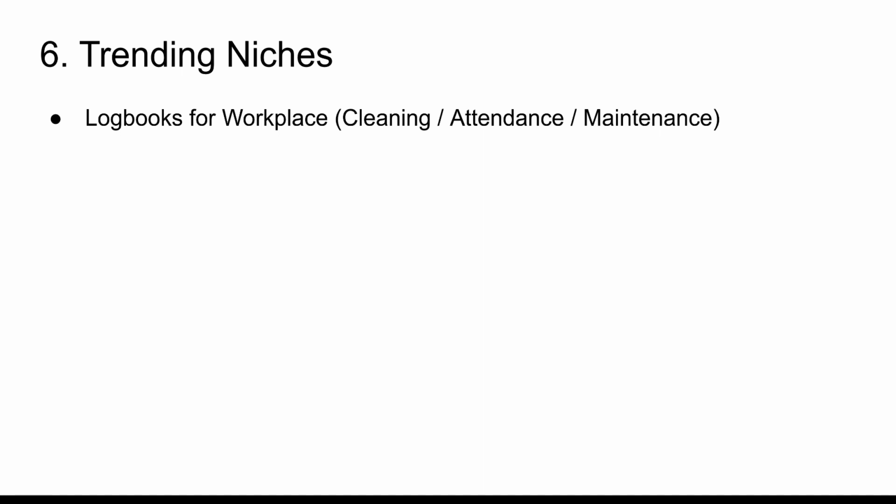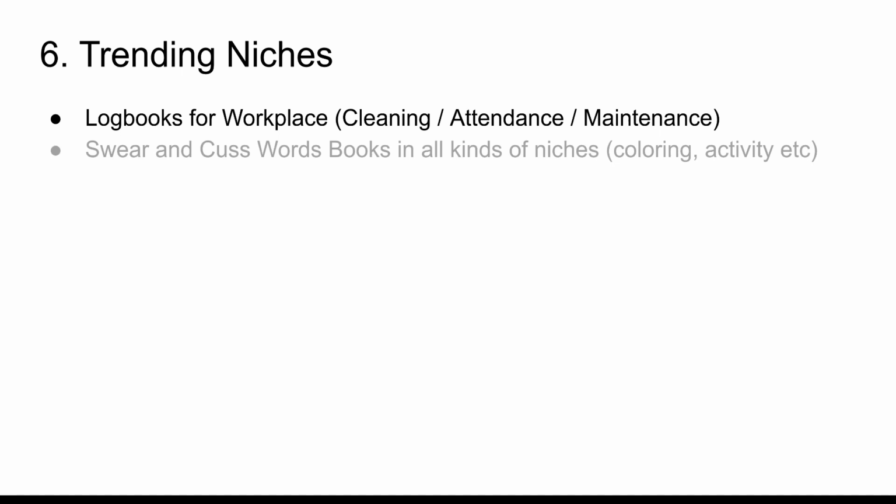So this track and trace. A lot of cafes haven't got an app or anything like that. So they ask you to write down on a notepad. Well, if there was a book for people to write in, then that's where their information can be stored. That might help. So maintenance as well, property maintenance, rental maintenance, any sort of thing for that. A business logbook, basically. And then other popular trends is swearing and curse word books. And you see these in all kinds of niches, including colouring and activities like swear and curse word searches.